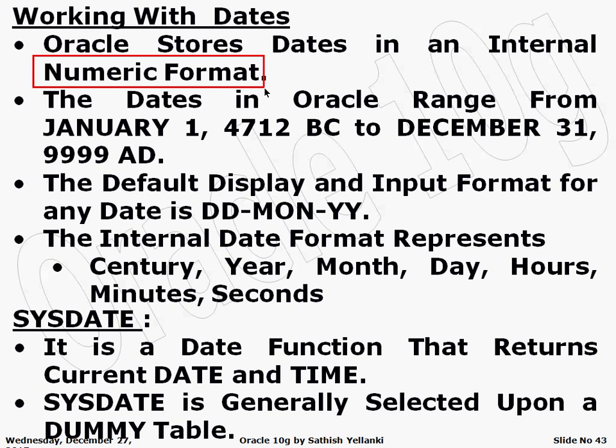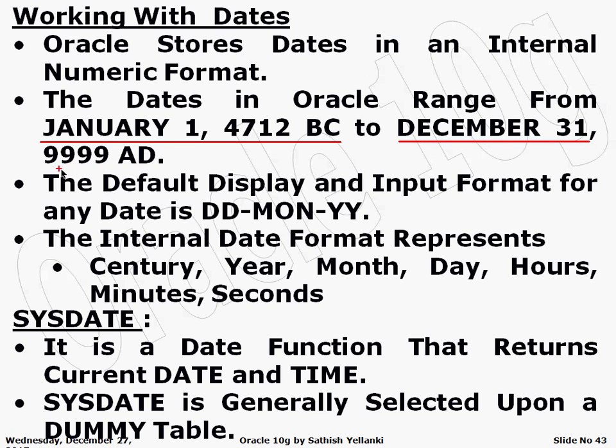All dates in Oracle are numbers, and these are a special kind of numbers called Julian numbers. The Oracle date has a very wonderful range. It starts from January 1st, 4712 BC, and goes up to December 31st, 9999 AD. That is the range of dates with respect to Oracle. Everything on the calendar is pre-calculated.